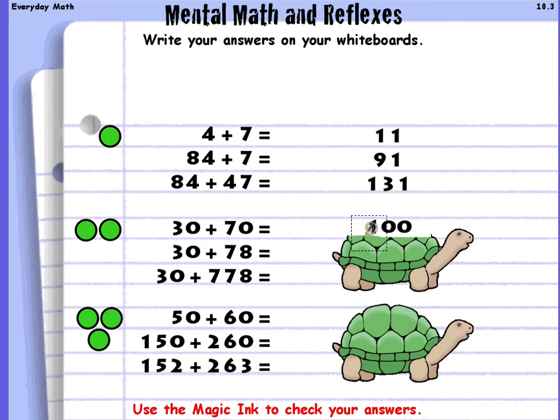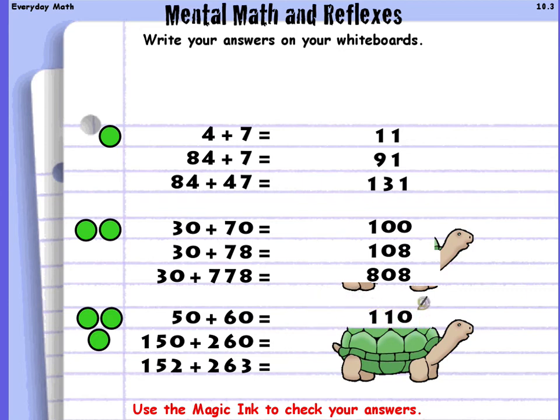30 plus 78, 108. 30 plus 778, 808. 50 plus 60, 110. 150 plus 260 is 410. And last, 152 plus 263 is equal to 415.